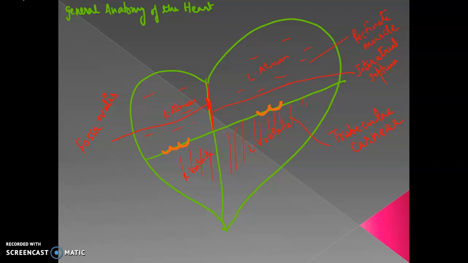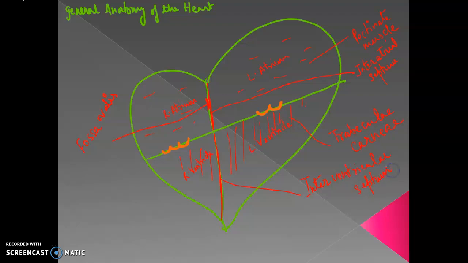All right. Same as the atria, if we look in between the two ventricles, there is a partition, and this partition is called interventricular septum. This is interventricular septum.